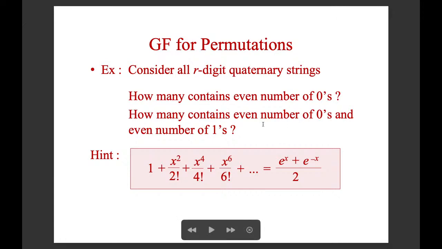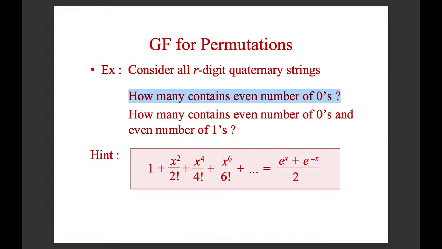This is exactly the same example that we studied when we were talking about the permutations or combinations part. This time, we want to find out how many R-digit quaternary strings contain an even number of zeros. We have done this before. If you still recall, the total number of them that contain an even number of zeros should be 4 to the power r plus 2 to the power r, and then we divide this by 2.